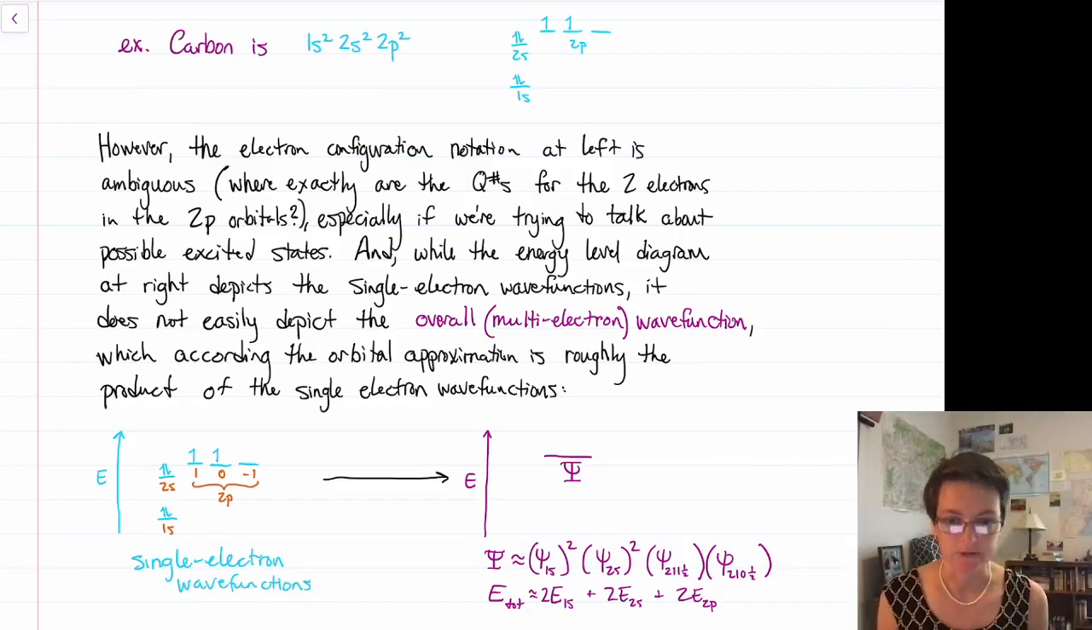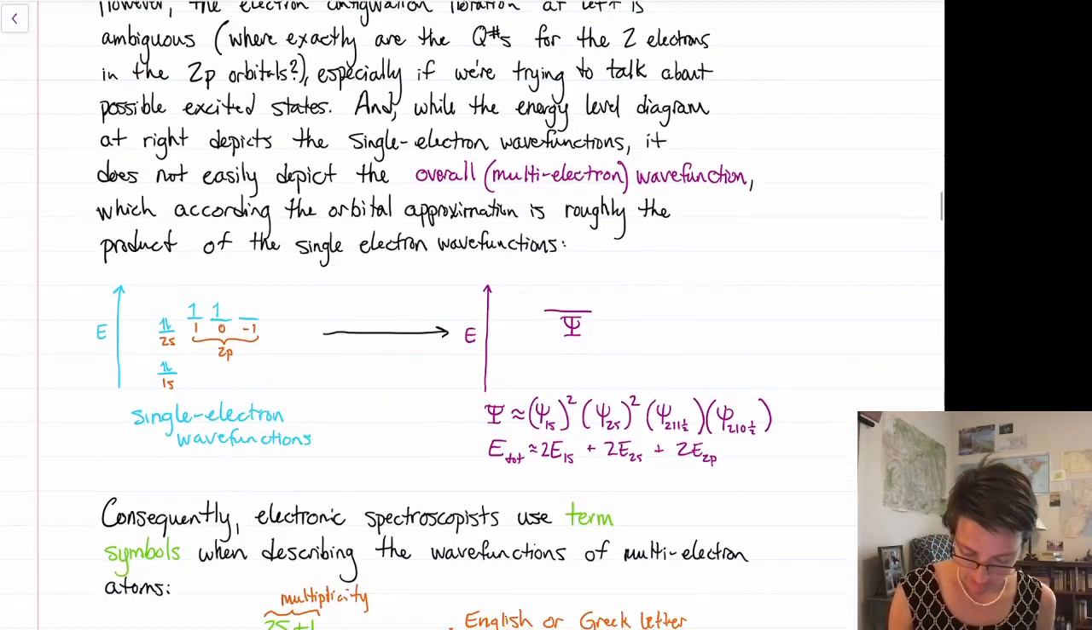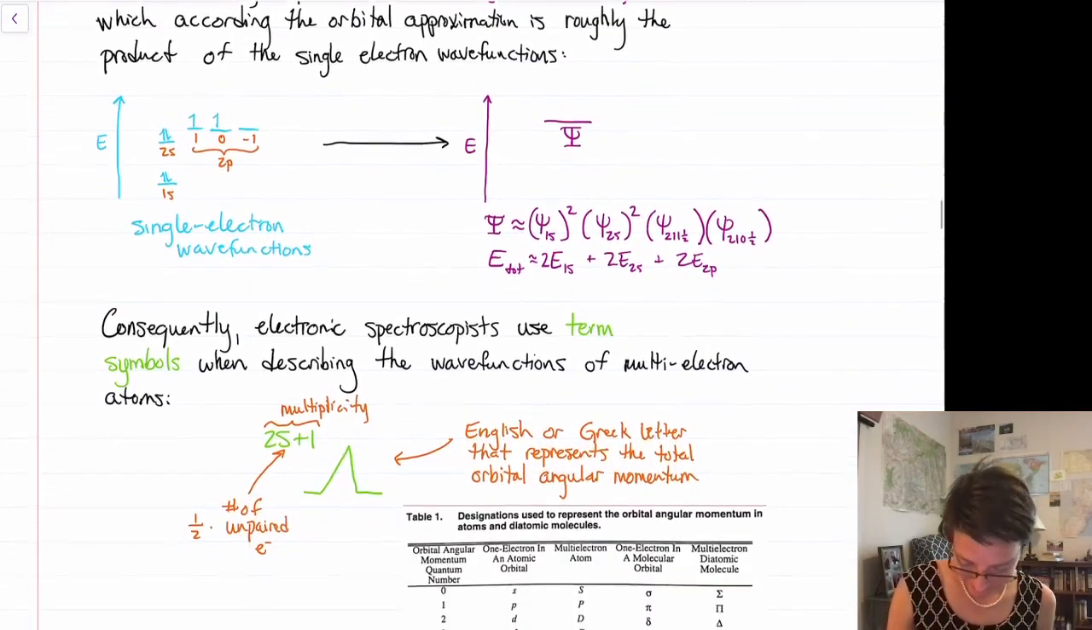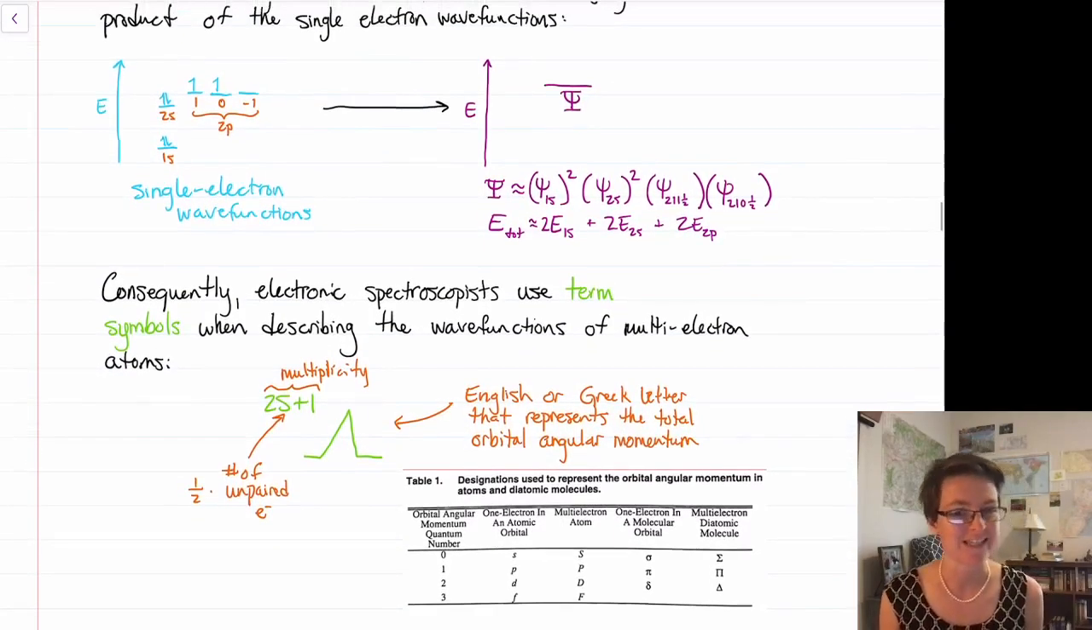to more of a multi-electron wave function, where you'll notice that capital psi, the multi-electron wave function, is a product of the individual wave functions, and energy is approximately a sum of the individual one-electron energies. Psi is a way of depicting in the abstract what's happening with this carbon, but we would like there to be some sort of unique and consistent notation for describing what these multi-electron overall wave functions look like.